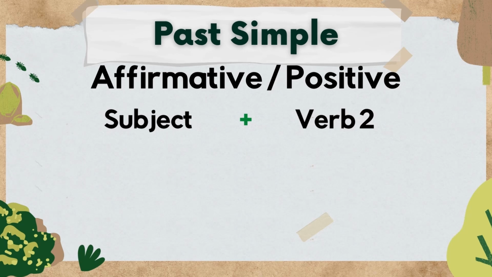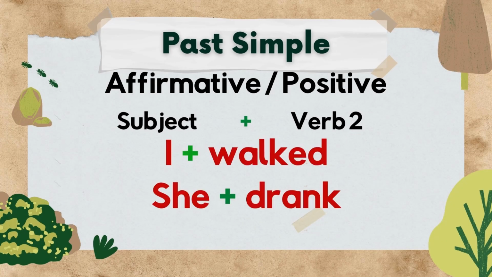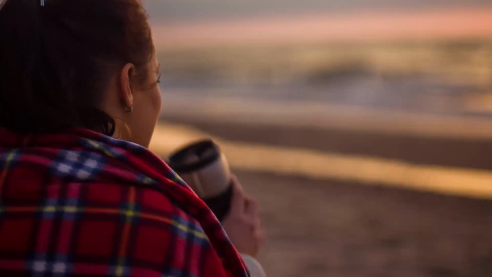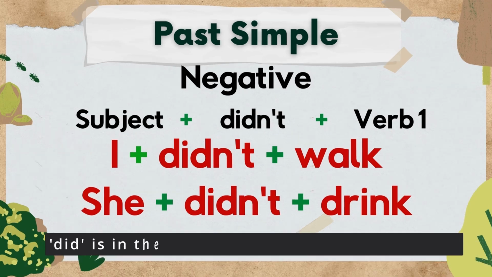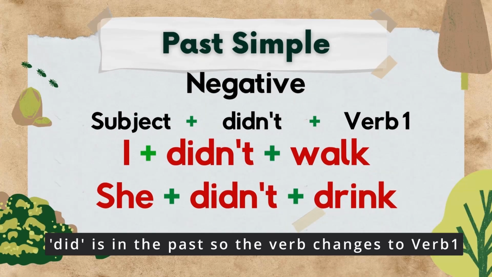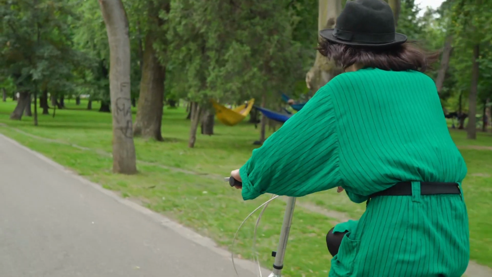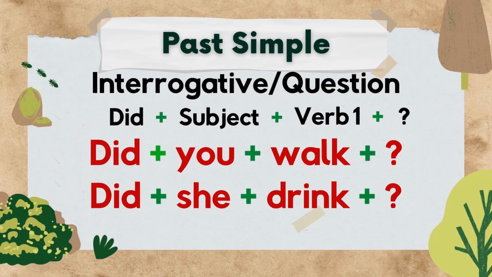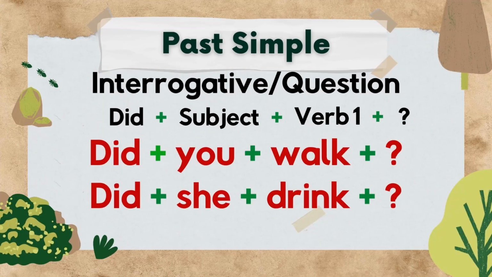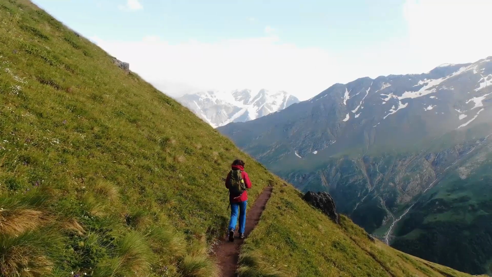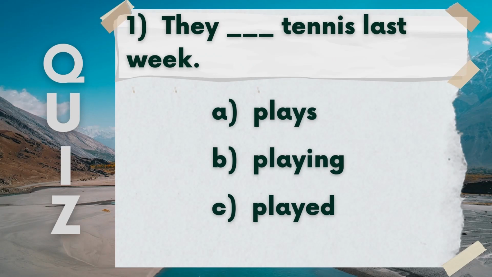Let's look at how the past simple is formed. In the positive, subject plus verb 2, like I walked or she drank. For the negative, it's subject plus didn't plus verb 1, like I didn't walk, she didn't drink. For a question, it's did plus subject plus verb 1 with a question mark. Like, did you walk? Did she drink? Okay, let's check our understanding.